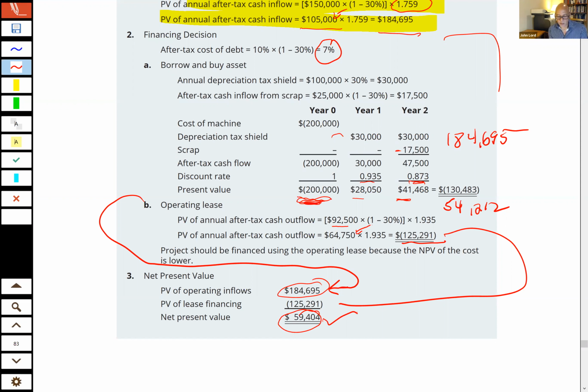So I like to stick with, when I look at these, which one has the higher net present value. The question says the lower cost of financing. Okay, but I'm not going to take any project with a negative net present value, so I like to look at them. Both have a positive net present value. Take the option that gives you the higher net present value.